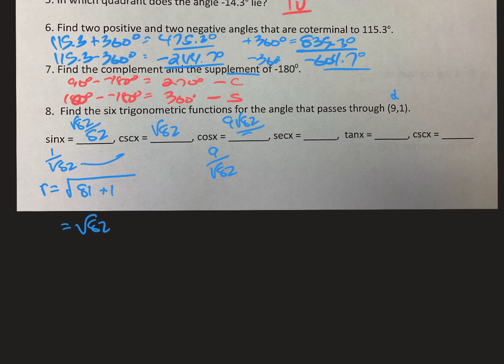So I'm going to do 9 square root of 82 over 82. Secant, I'm just going to flip that one, make it square root of 82 over 9. Tangent's y over x, so let's look at the point, y over x, which is 1 over 9, which means cotangent is x over y, 9 over 1.